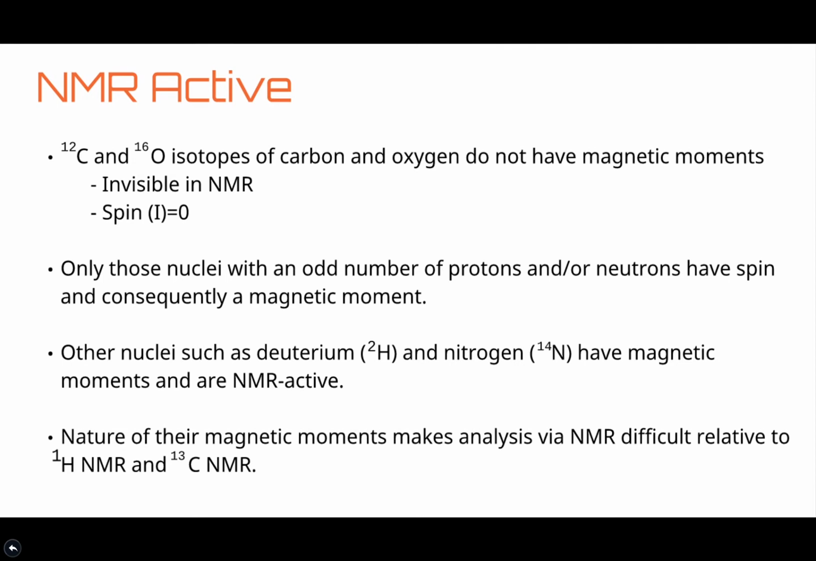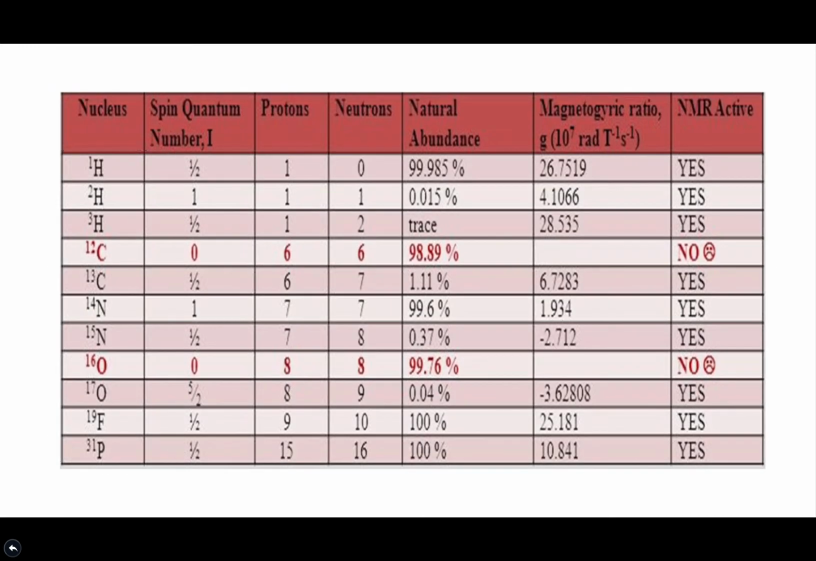Examples of these are carbon-12 and oxygen-16 isotopes of carbon and oxygen, which are invisible in NMR as they do not have magnetic moments, as they both have a nuclear spin of zero respectively. Other nuclei, such as deuterium and nitrogen-14 isotope of nitrogen, are NMR active as they have non-zero magnetic moments. However, the nature of their nuclear spins makes NMR analysis more difficult compared to hydrogen and carbon NMR. This table shows some nuclei of different spins, both zero and non-zero. Other properties such as natural abundance and gyromagnetic ratio are also highlighted, which all influence NMR sensitivity.